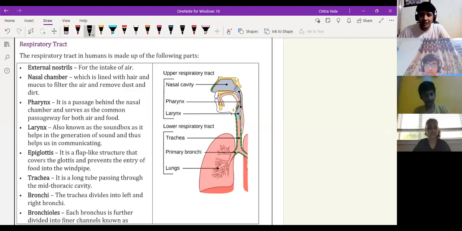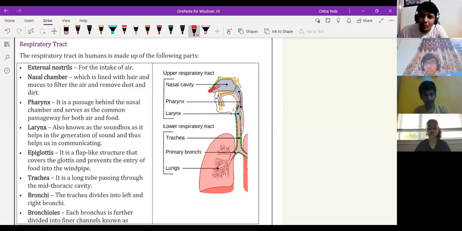Okay. So today we are going to discuss the respiratory tract of human beings. So let's discuss the little basics part of it. See, our respiratory tract starts from the nose. In the nose we have the nasal cavity, and the passage of air from the nose to the nasal cavity is called the nostril.